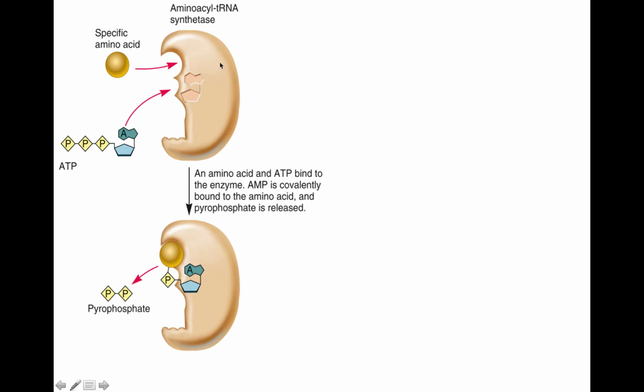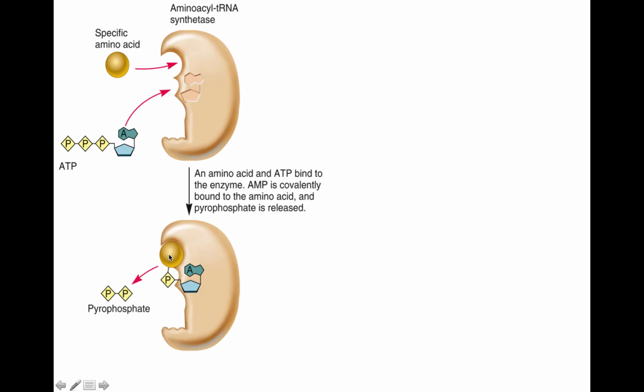So here's our synthetase here. Notice they have a little slot here for ATP and an opening for the specific amino acid. Say this is an alanine tRNA. So alanine will come in here, and then a spot here for the tRNA. The first thing that happens is that the amino acid and ATP bind to the enzyme. AMP is covalently bound to the amino acid and pyrophosphate is released.